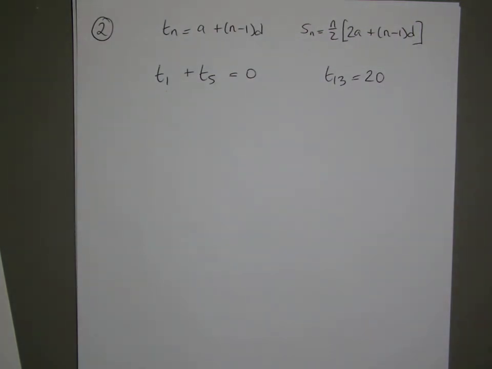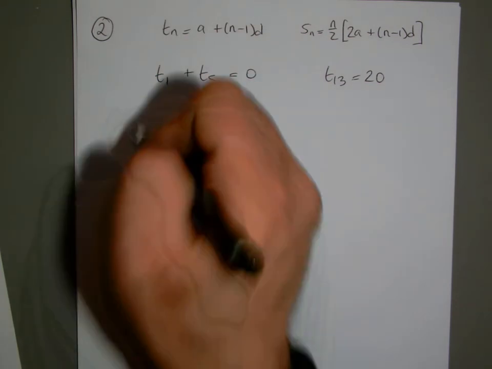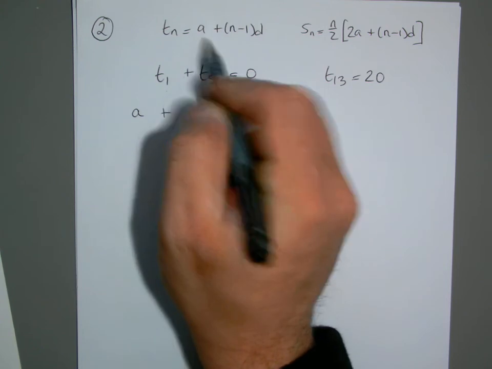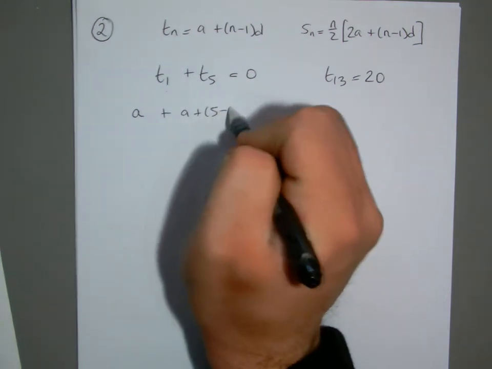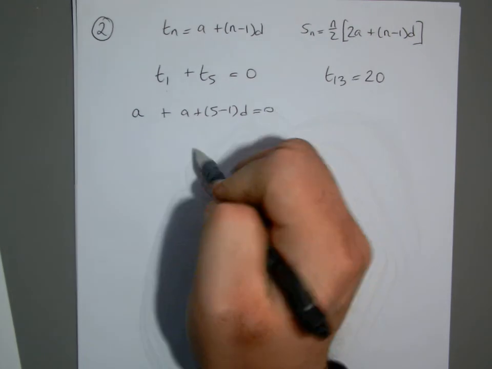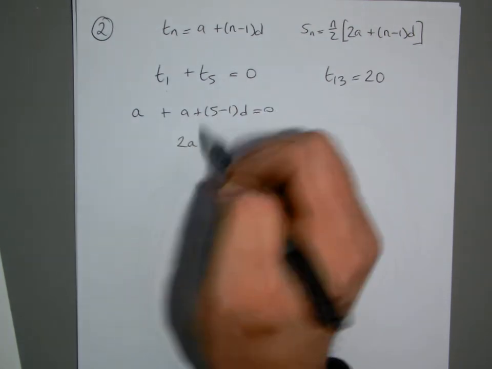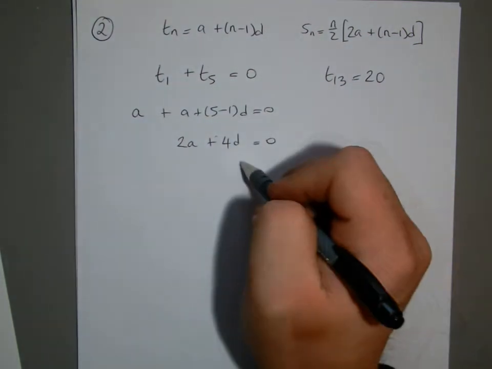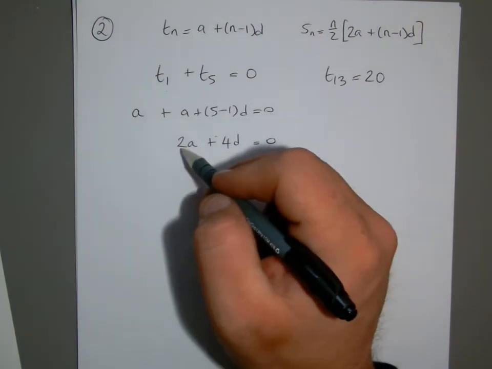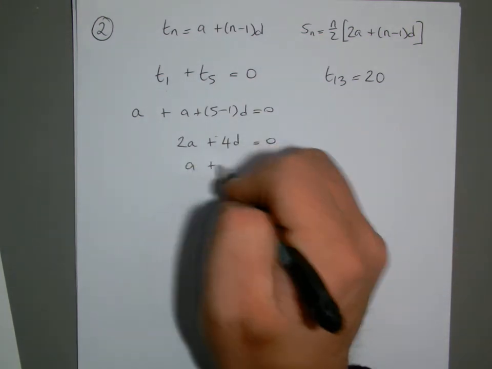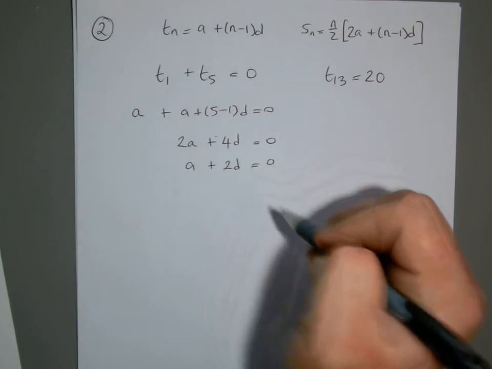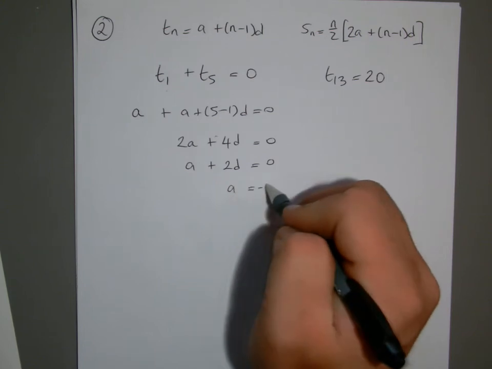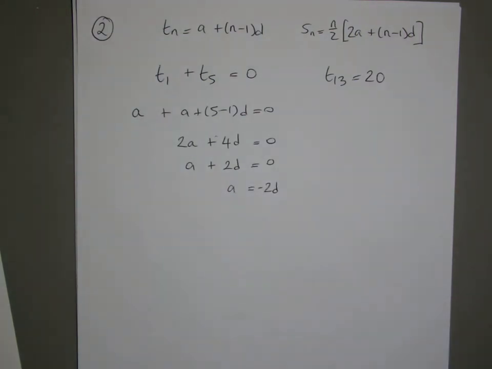Okay, so T1, first term is just A, isn't it? Okay, so we know that. T5, well, I'll put it in there, so you've got A plus then 5 minus 1 D is equal to 0. So we can tidy that up a bit and we get 2A plus 4D is equal to 0. We could then maybe divide through by 2. So A plus 2D equals 0. Okay, we divide through by 2. And then that means then A is equal to minus 2D. Okay, so that's equation 1.